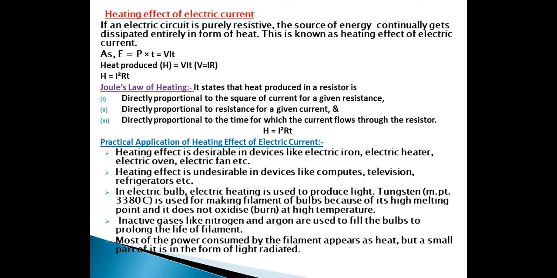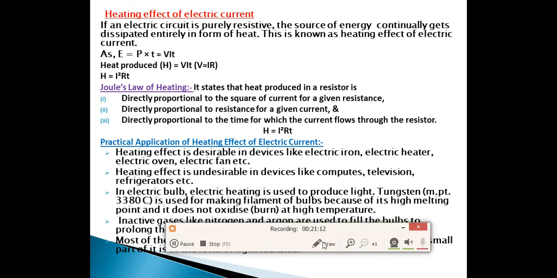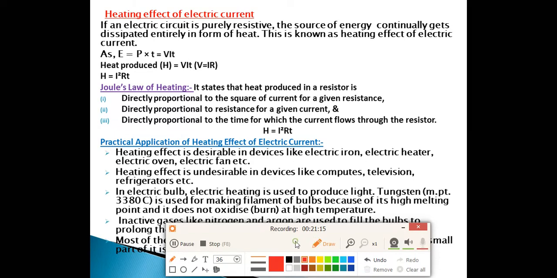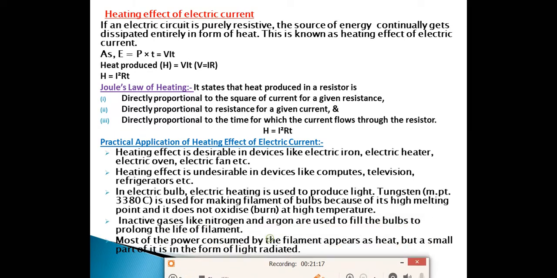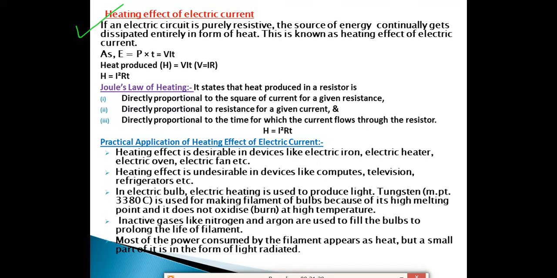Now let us read about the heating effect of electric current. See, if an electric circuit is purely resistive, the source energy is continuously dissipated entirely in the form of heat. This is known as the heating effect of electric current. Suppose an electric circuit is resistive in nature, then the energy the circuit gets will come out in the form of heat, and this is called the heating effect of electric current.